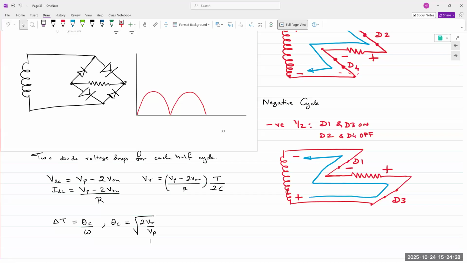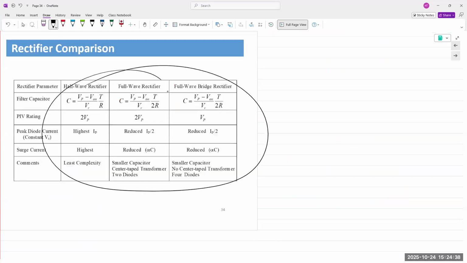In the next slide, I have a summary of these equations, so you don't have to. I was going to say you have to memorize this for the exam, but it's open book. Right here. It simply lists a comparison of all 3 rectifier circuits.